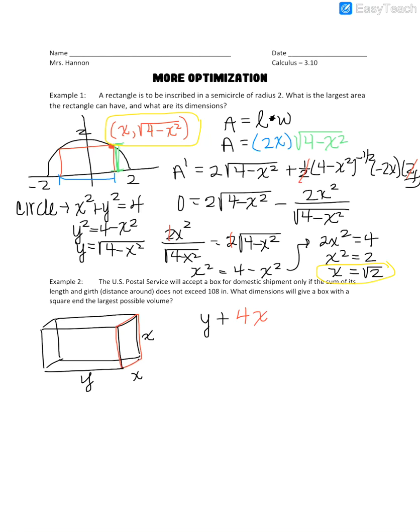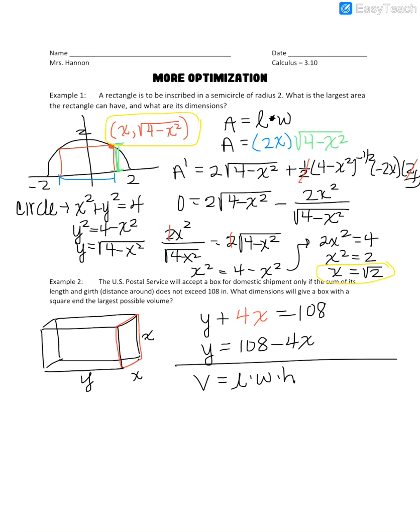Okay, and then not exceeding 108, I'm just going to say equals 108 because I want to make this as large as possible if I'm trying to maximize the volume. All right, so I'm going to solve this for y. 108 minus 4x. Good. Okay, now I'm going to go ahead and write my volume formula. Length times width times height.